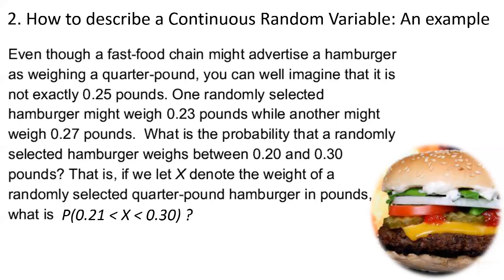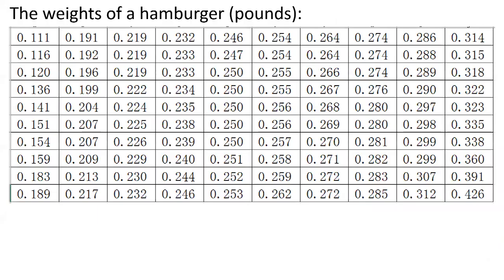So how do we describe the continuous random variable here? Suppose we have chosen 100 hamburgers. We have 100 sample points here. Then how do we describe the probability distribution? We'll use a technique called histogram. We'll learn the detailed methods to draw the histogram later in this class.